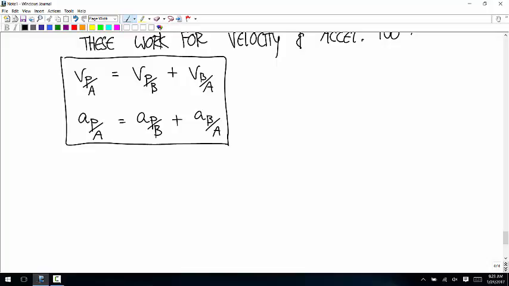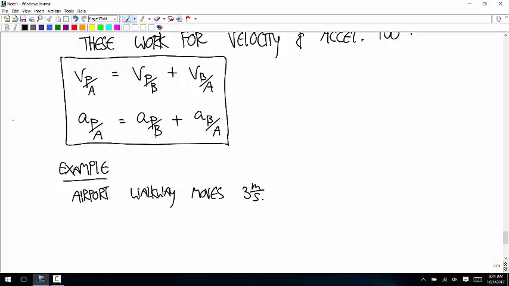Okay, so let me show you how you would use these equations. So the first example, let's say that an airport walkway moves 3 meters per second. And one particular late passenger can run 8 meters per second.